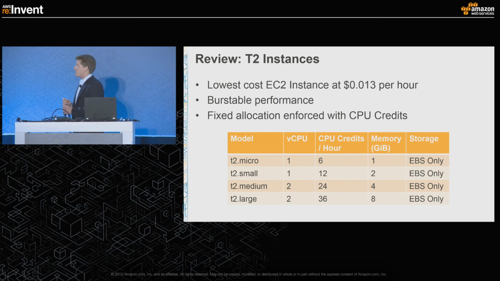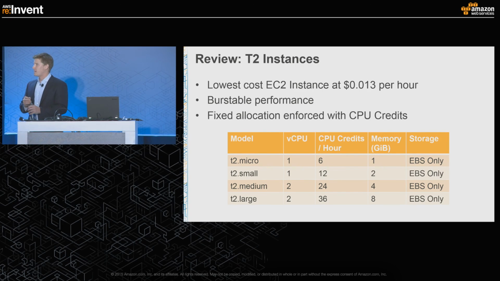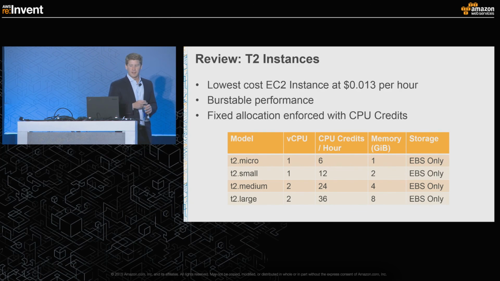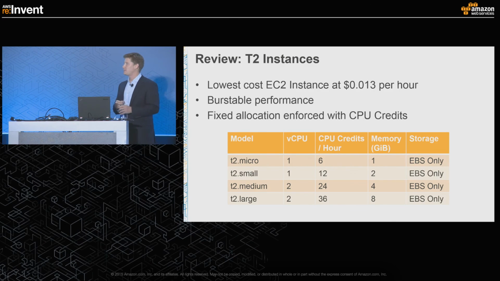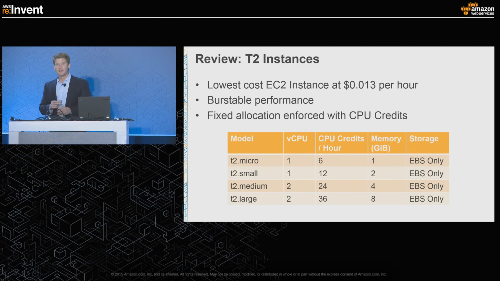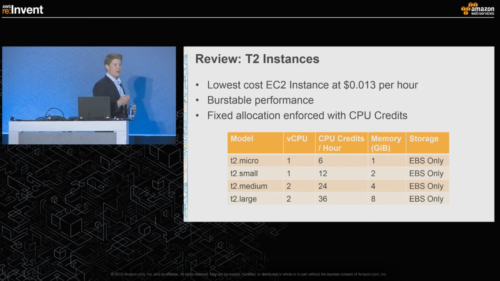Okay, so with C4 instances, you get fixed allocations, you get the cores, they're yours. With T2 instances, we introduced something I think is really cool, and that is fixed allocations of CPU enforced with CPU credits. When we created T2, we basically responded to feedback that, hey, I know my application needs a bunch of memory, I know how much memory it needs, but I often find that the CPU is idle.